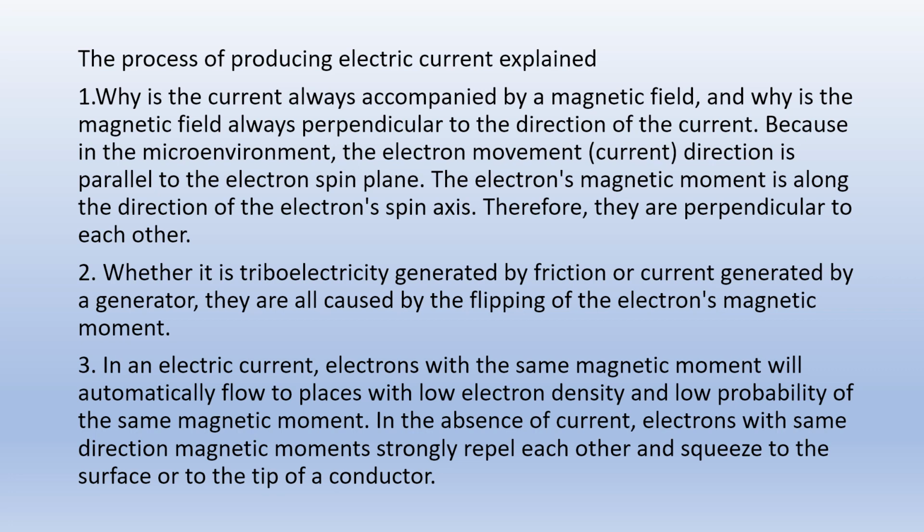Whether it is triboelectricity generated by friction, or current generated by a generator, they are all caused by the flipping of the electron's magnetic moment. 3. In an electric current, electrons with the same magnetic moment will automatically flow to places with low electron density and low probability of the same magnetic moment. In the absence of current, electrons with same direction magnetic moments strongly repel each other and squeeze to the surface or to the tip of a conductor.